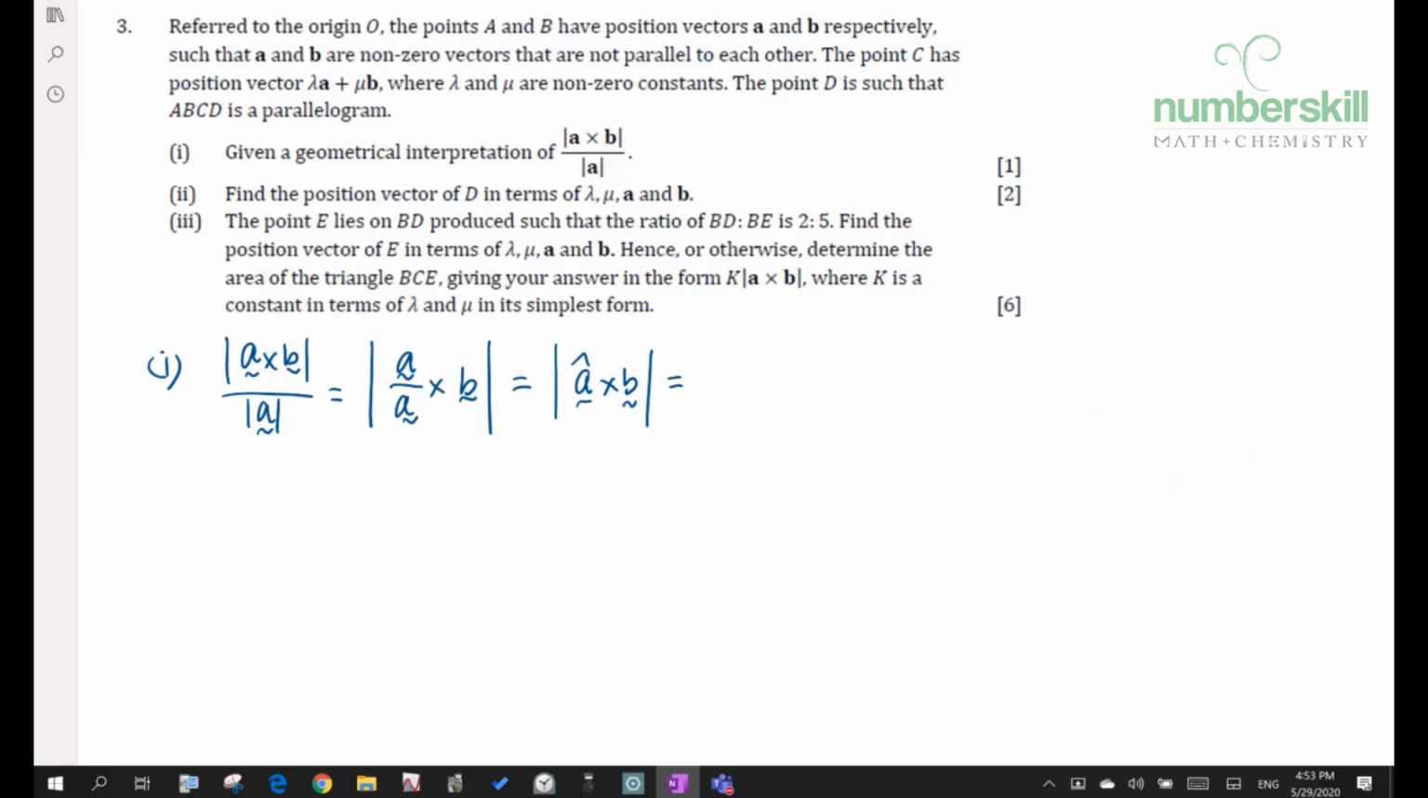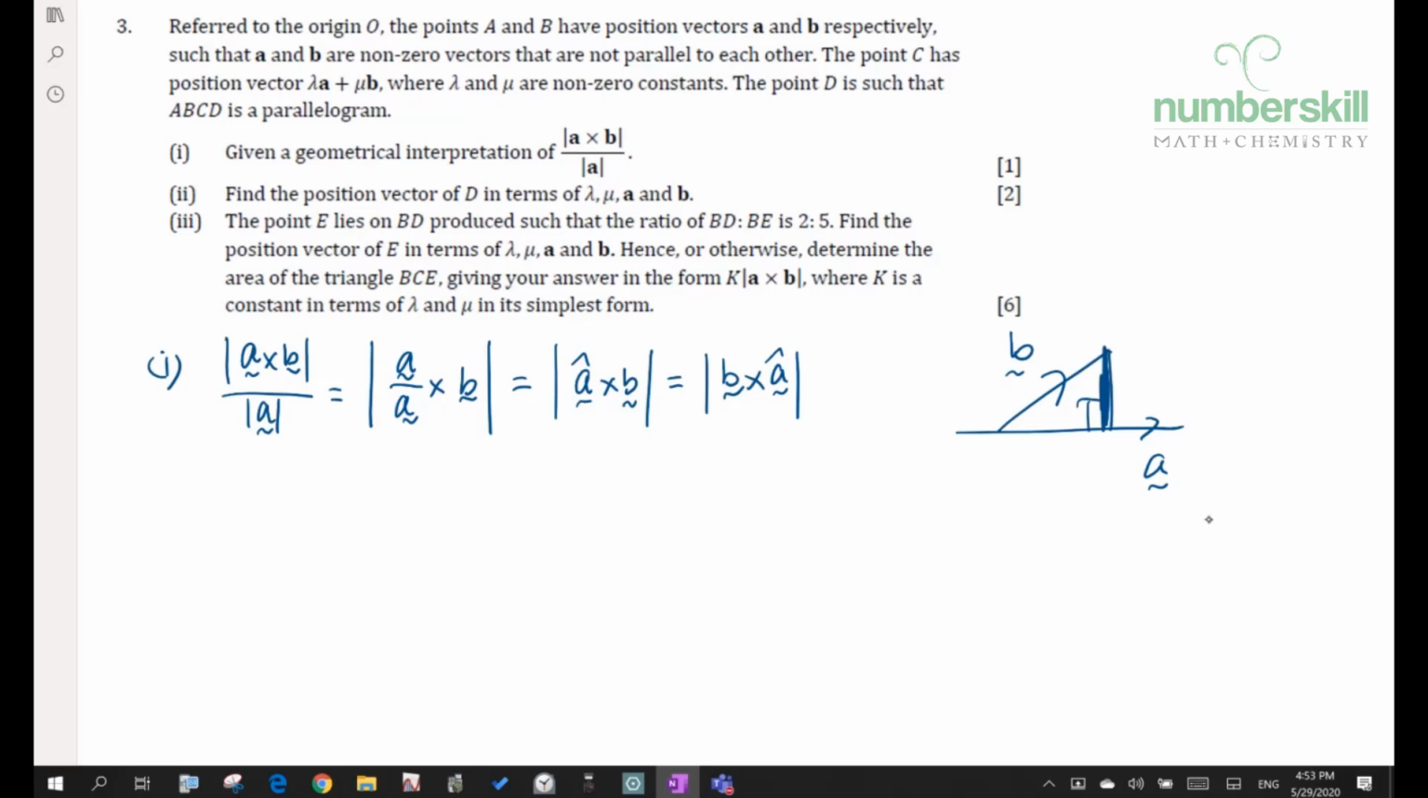Even though A cross B is not the same as B cross A, because we're going to mod it, we're going to get a number anyway. So the number doesn't matter, positive or negative, you'll get a positive number anyway. So what does this mean? This is B, this is A, and this is the length they're looking at. Just switch the A with B. That's all. So what does this length mean?